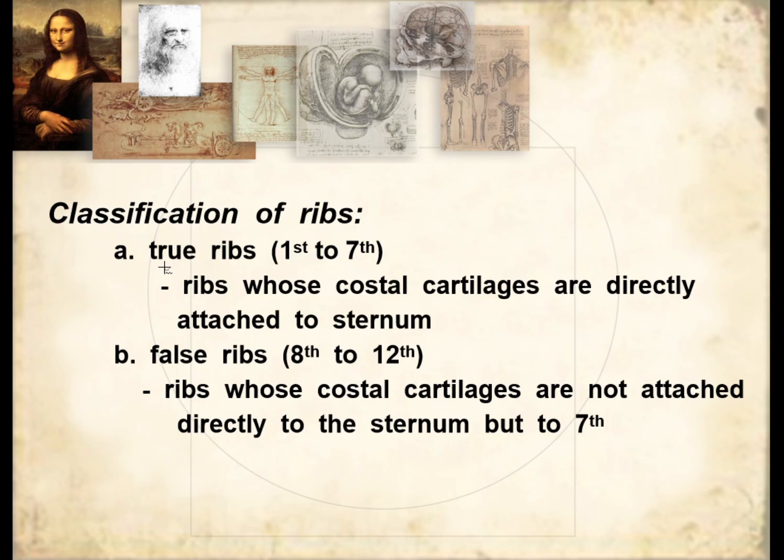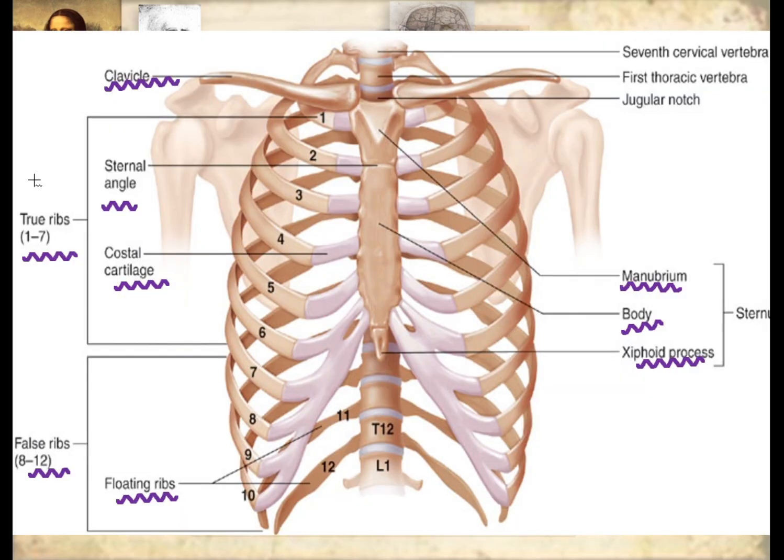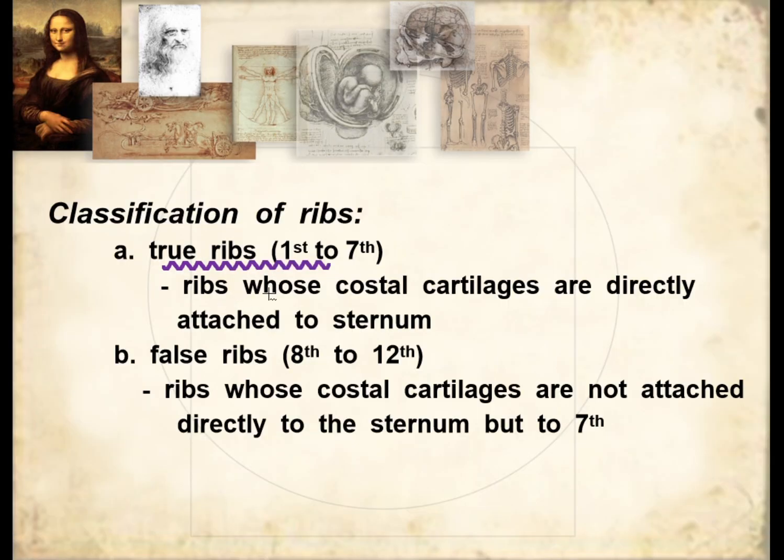Okay, so as you can see before, the true ribs are the first to 7th. You can see here, these are the true ribs. Ribs whose costal cartilage is directly attached to the sternum are called true ribs, right?